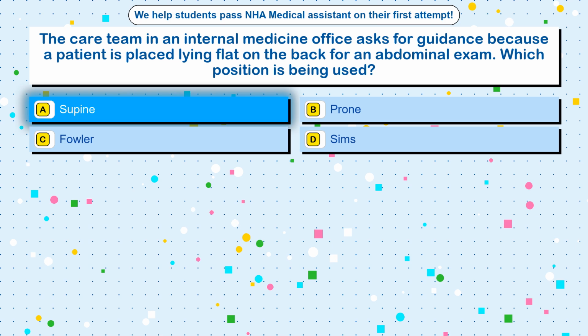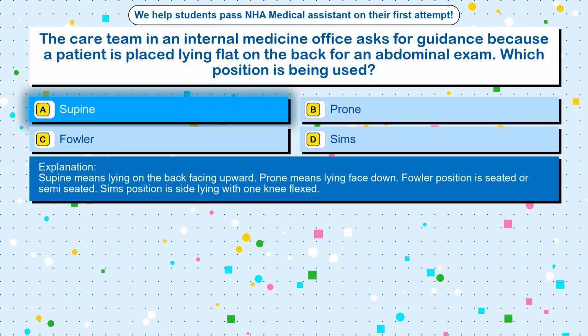The correct answer is option A, supine. Supine means lying on the back facing upward. Prone means lying face down. Fowler position is seated or semi-seated. Sims position is side-lying with one knee flexed.